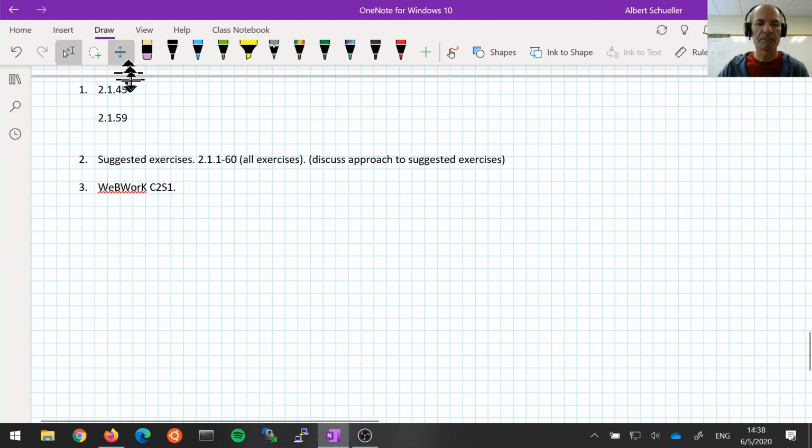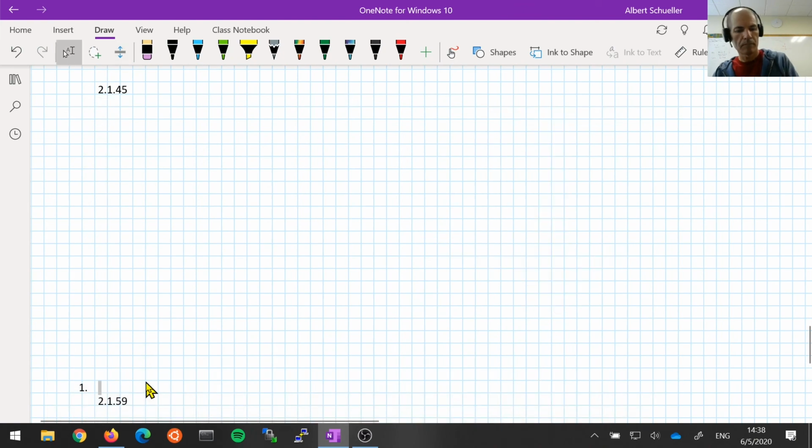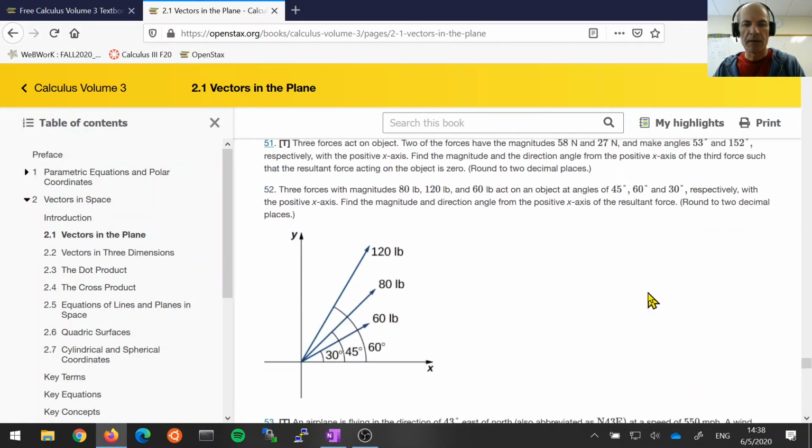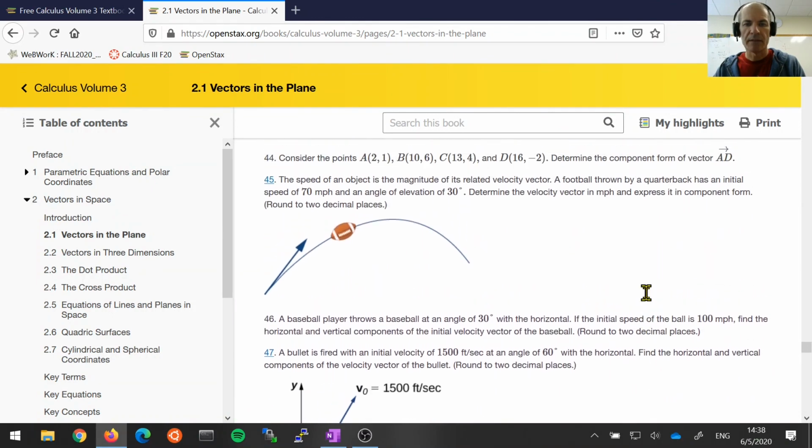Make some space here. So annoying that that keeps going to the bottom there. I have to figure that out.